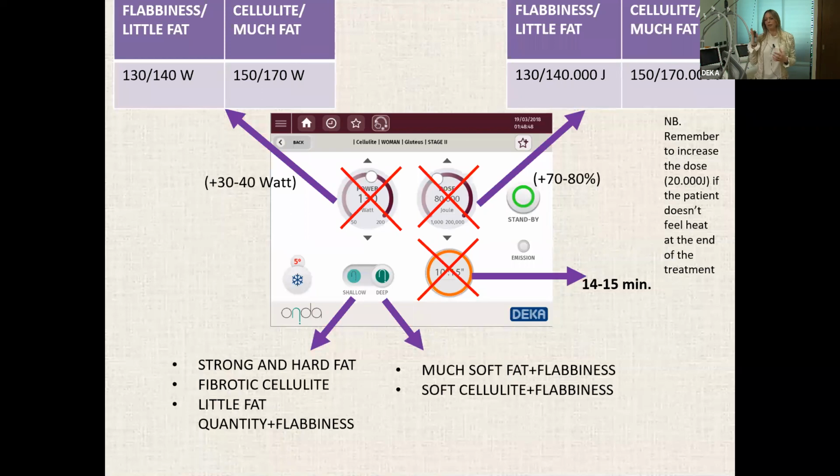Remember that the shallow handpiece is more concentrated, so it's a little bit less tolerable by the patient. So I normally decrease a little bit the power. While with deep handpiece, where the cooling system is bigger, it's very tolerable by the patient. So in that case, I can increase the power.